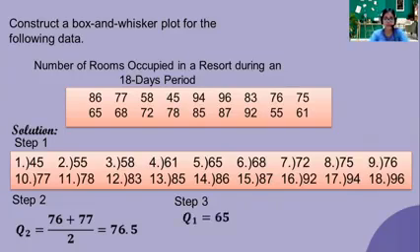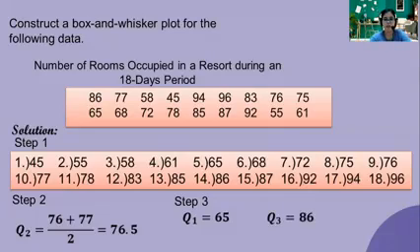Next, we need to find the third quartile. The third quartile is the median of the data values greater than the second quartile. We see that from rank 10 to 18, rank 14 is in the middle. So the value of our third quartile is 86.